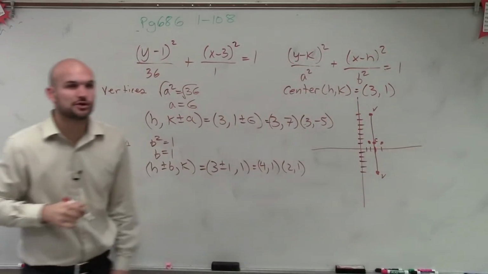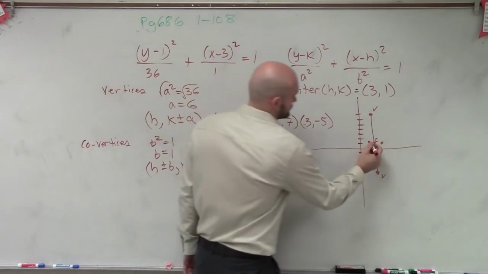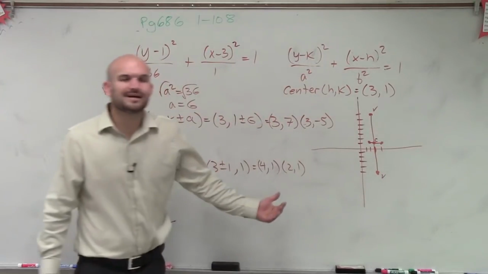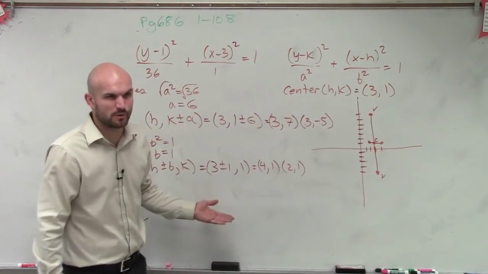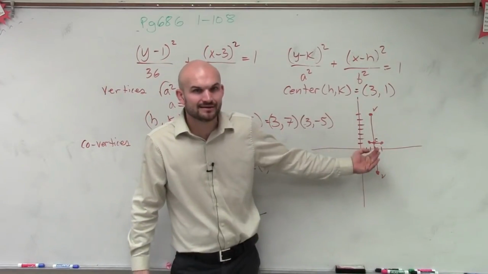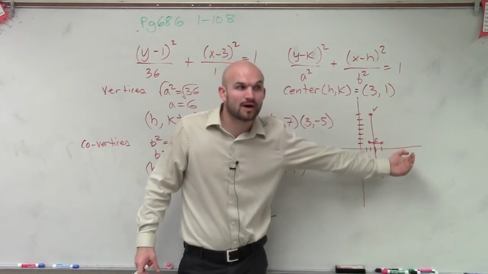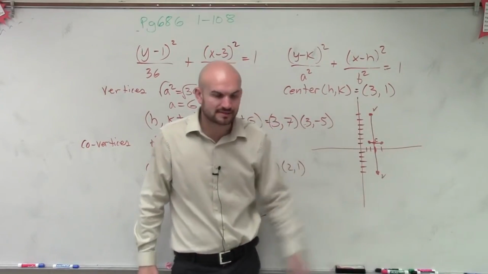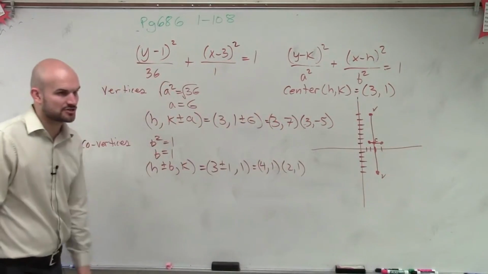So those are going to be my two co-vertices, right? And you guys don't really need to do all this algebra work, because when you're looking at this, you can just say, oh, my value of b, I'm just going to move it from the center 1 to the left and 1 to the right, correct? But then you guys can at least see algebraically how we do this.